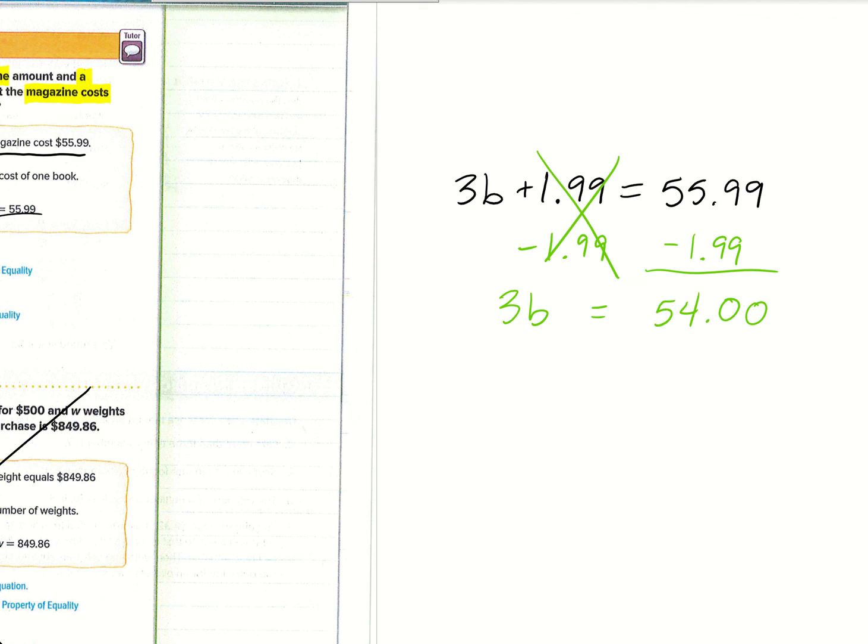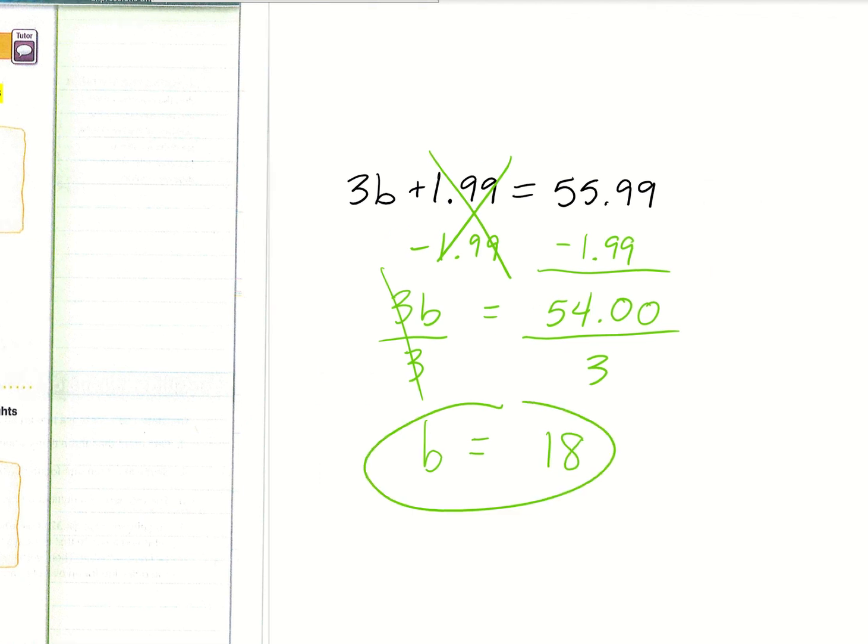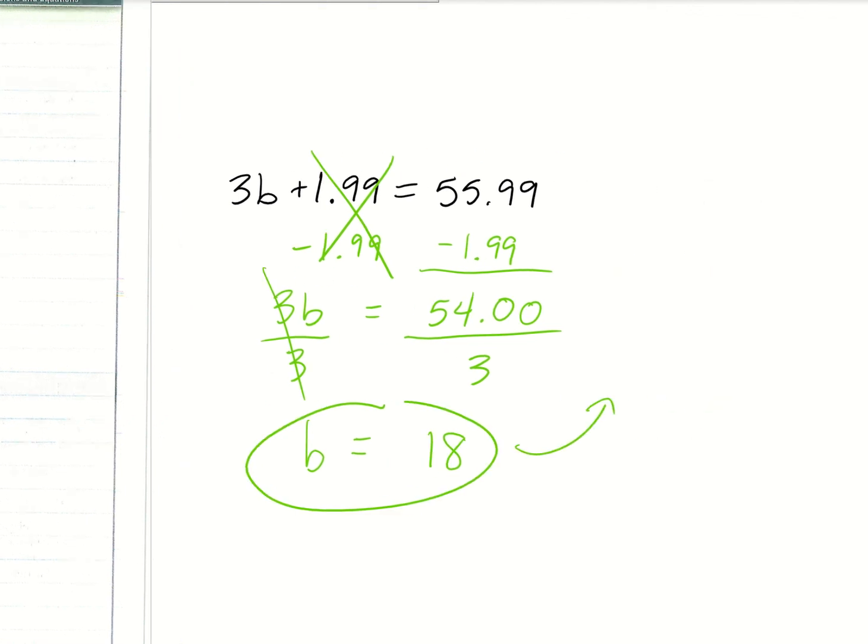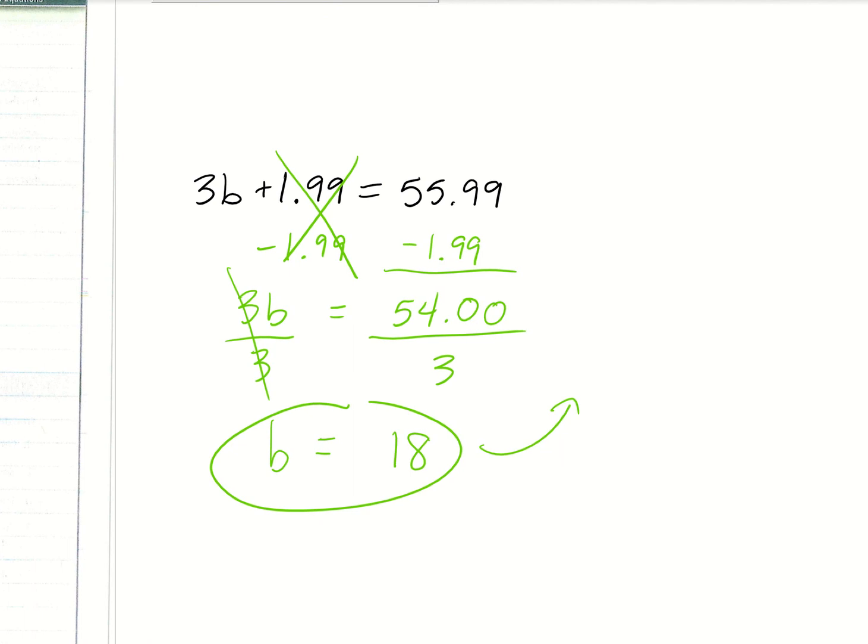54. All right, now we can divide by 3, not b. We can divide both sides by 3 in order to isolate that b. All right, so then by the division property of equality, we have b equals 18. All right, so this tells us that the book costs $18, or $18 per book.